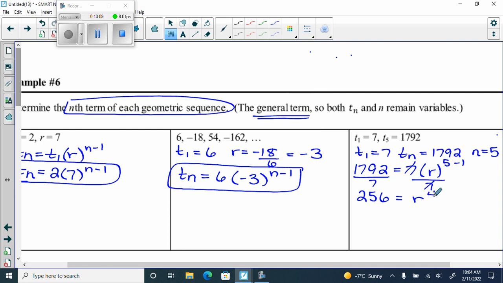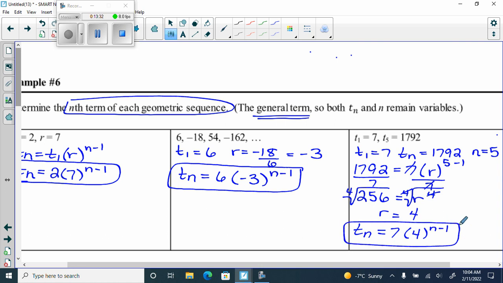So we get R to the 4. Then we take the 4th root of R. And what does R equal? 4. And then we can fill in Tn equals T1, which is 7, R, which is 4, to the n minus 1. Yay.